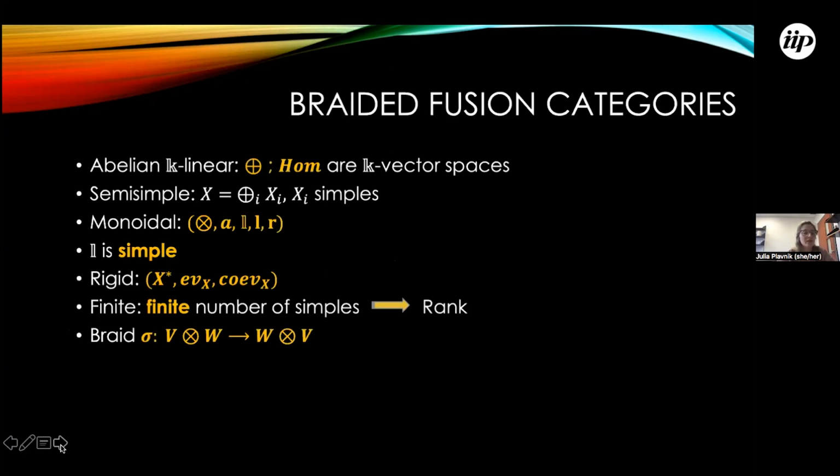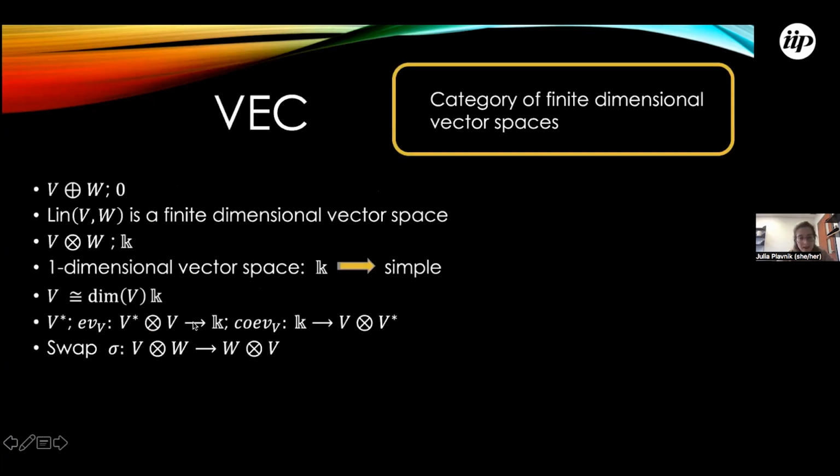I don't know if you have questions. Yes. Are those evaluation and co-evaluation maps inverses in some sense? No, in general, or depending how you think of inverses. If I compose them, you see that they don't go to the same thing. Right, in both separate spaces, in K and V tensor V dual. Yes, so they are almost like identities, and that's the zigzag equation.